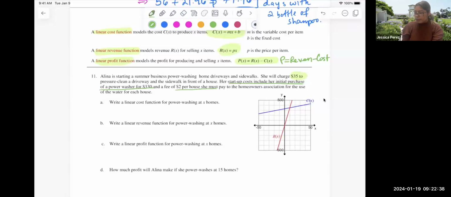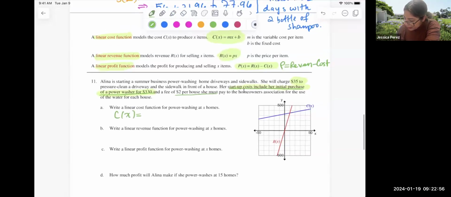So we want to start by writing the cost function of the power washer. First we start with what we highlighted. Her startup cost includes her initial purchase of $330. So the cost function C of x would be the power washer of $330 plus the $2 per house, so 2 times x, where x represents the homes. You're more than welcome to switch the order. So C of x is equal to 2x plus 330.